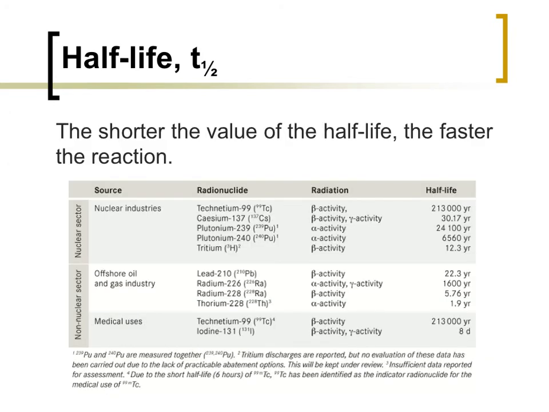So I'll get into some of these examples in just a minute, but I want to really focus on a big trend here. The shorter the value of the half-life, the faster the reaction. So a long half-life would represent that the reaction is happening very slowly, whereas a short half-life would represent that the reaction is happening very quickly.